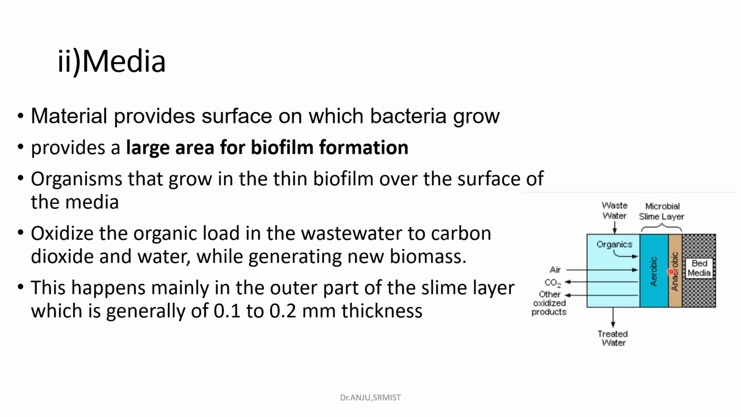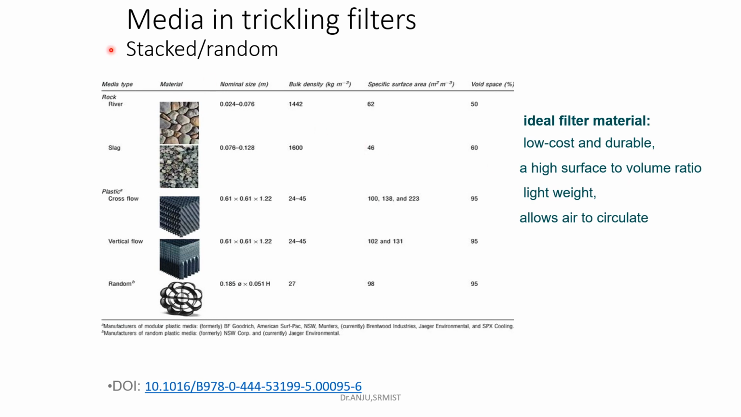So the biofilm is formed on the surface of the material, that is the media, and usually the biomass formed on the bed media is called the slime layer, which is usually 0.1 to 0.2 millimeter in thickness. When we talk about the media, what is the material we use here? There are different materials which are used as media materials.